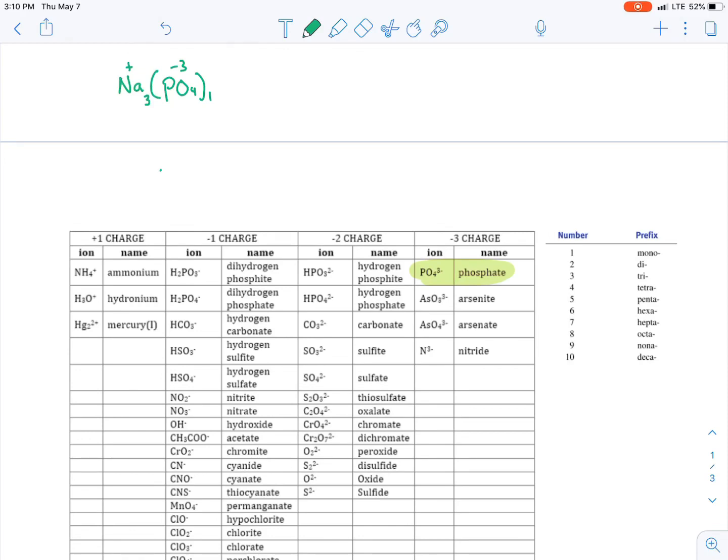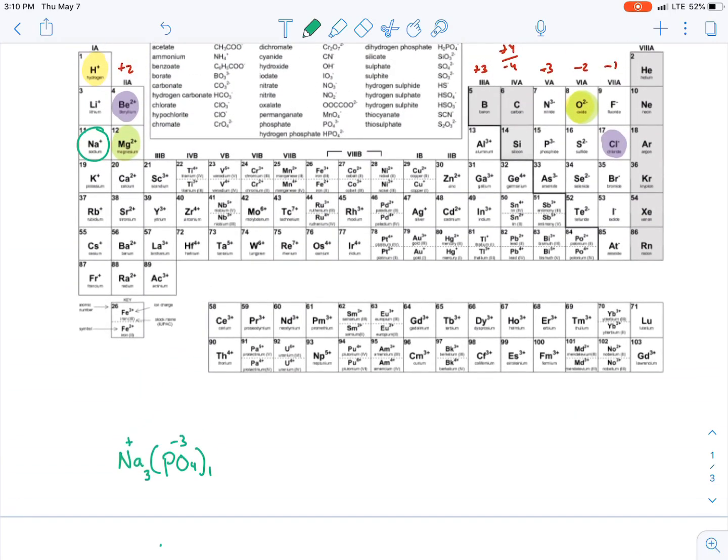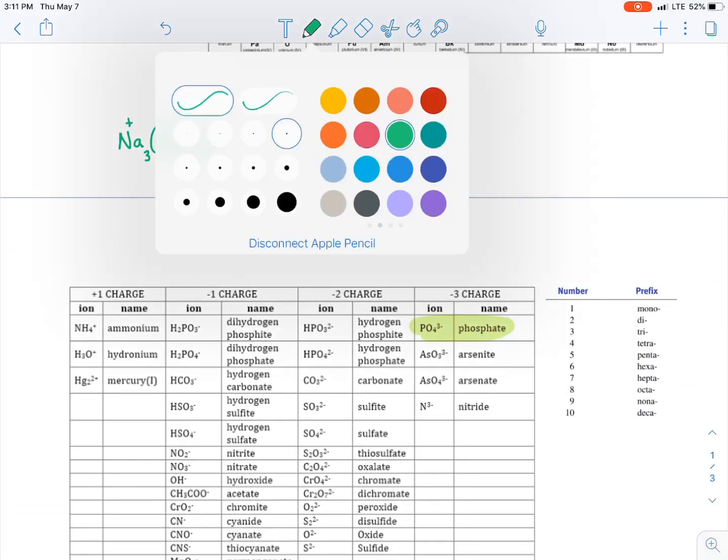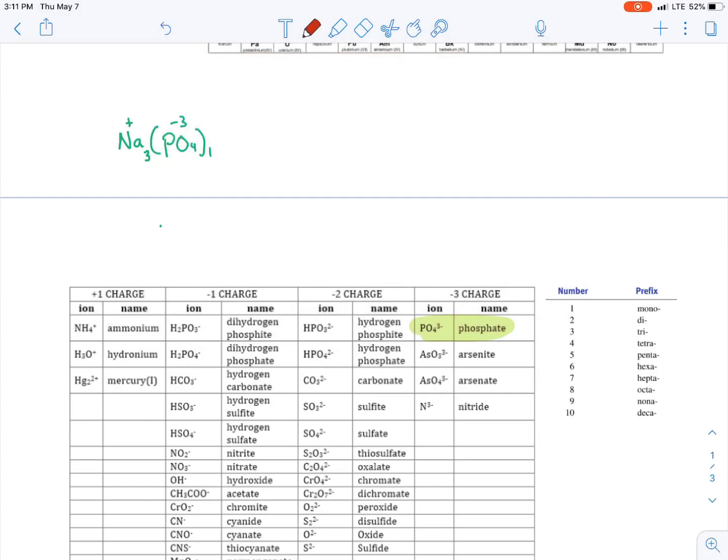Let's try, let's get something with that bigger charge here. Let's do aluminum sulfate. All right, so let's start this off.